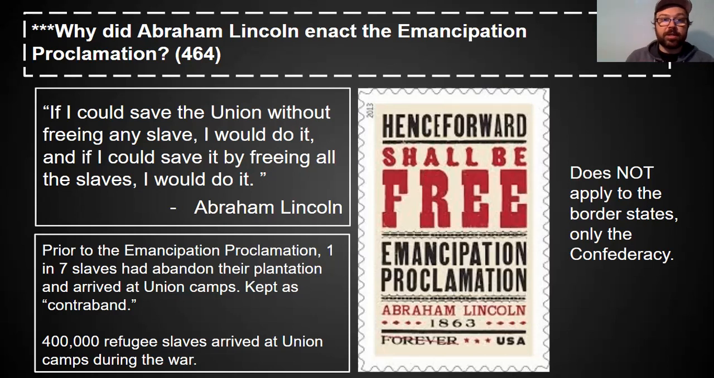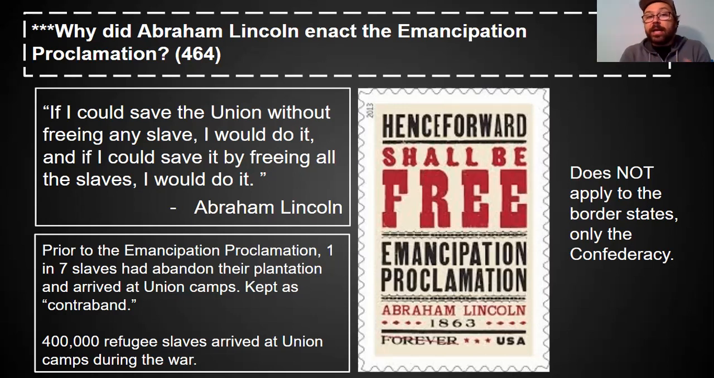Prior to the Emancipation Proclamation, I probably should have said this before because this goes back to what was pushing it: 1 out of 7 slaves had abandoned their plantations and arrived at Union camps, right? So that was before the Emancipation Proclamation. This is what pushes them to do it, this realization of, oh wait, if we encourage this, then that's going to have a huge impact. And it does. By the time the war is over, there are 400,000 refugees, and there are 4 million slaves. So this is not a majority of them, but it's still a pretty good chunk. 400,000 refugee slaves will arrive at Union camps during the war.